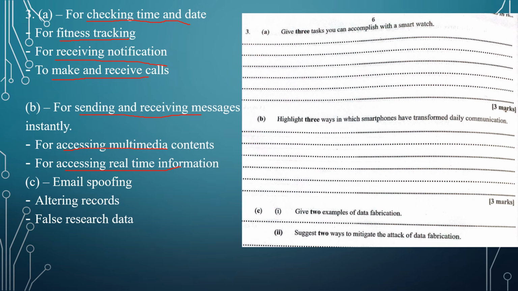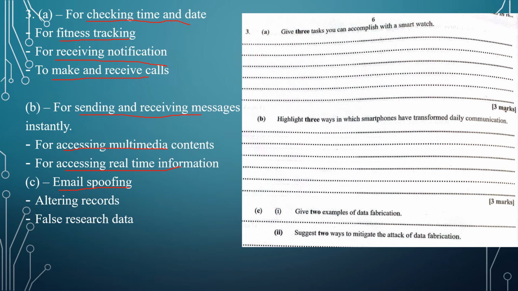C, we have to give 2 examples of data fabrication, and II says how we can mitigate or reduce the effect of data fabrication. So an example of data fabrication is email spoofing. When we say email spoofing, this is when email messages are sent pretending to be from trusted sources, where you are tricked to release harmful, important information about you. So that is email spoofing.